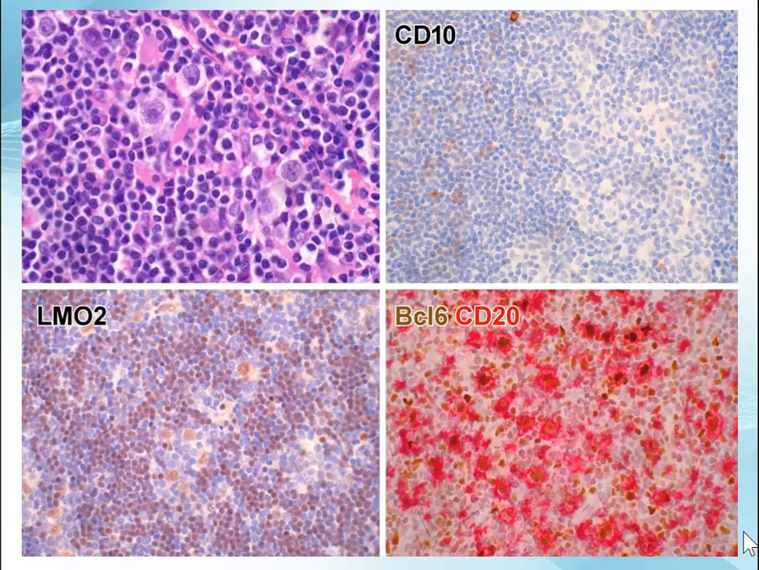This is an example of nodular lymphocyte predominant Hodgkin lymphoma, showing scattered large LP cells that are surrounded by small lymphocytes. The large cells lack CD10 expression, although they are positive for LMO2 and BCL6.